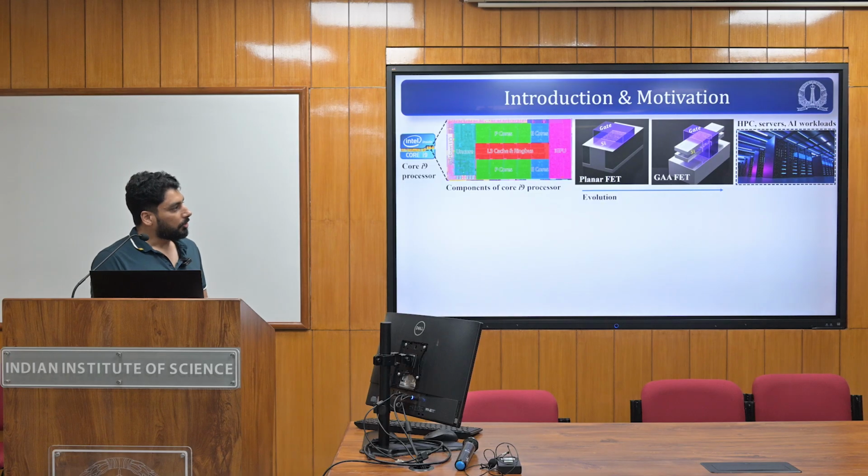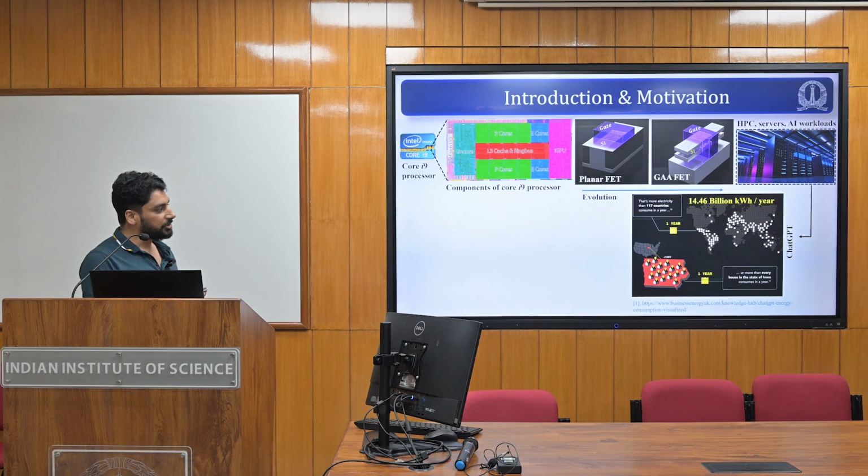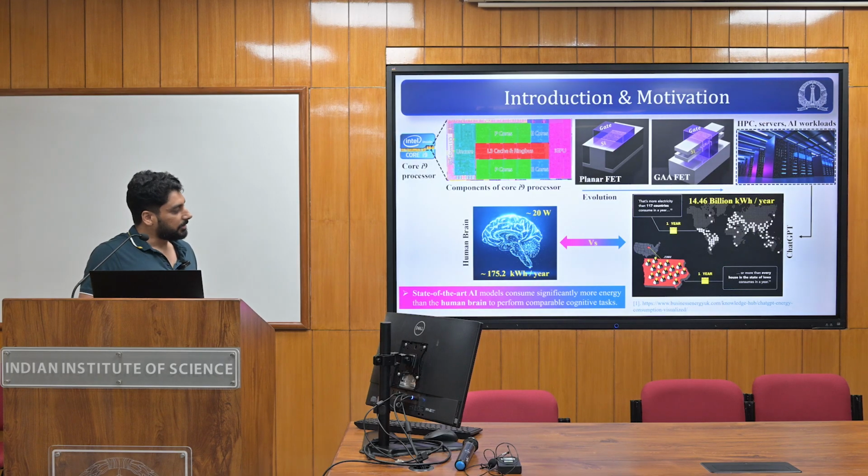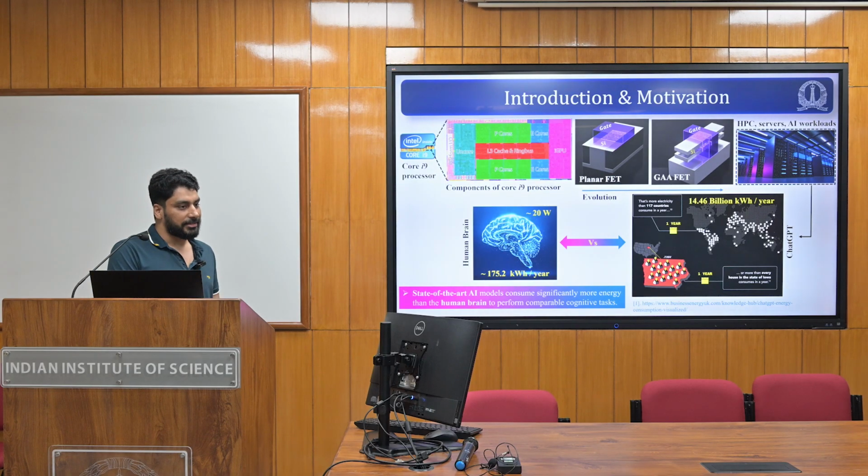But even today, with all these developments and even state-of-the-art AI, such as ChatGPT, we see it consumes a lot of energy. For instance, a study by Business Energy UK showed that ChatGPT consumes 14 billion kilowatt hours per year. Well, the brain, which does comparable or better cognitive tasks, consumes only 175 kilowatt hours per year, with an assumption of 20 watts of power. So you see there is almost a 9 order of magnitude gap between the two. So the goal is to compute as efficiently as the brain.